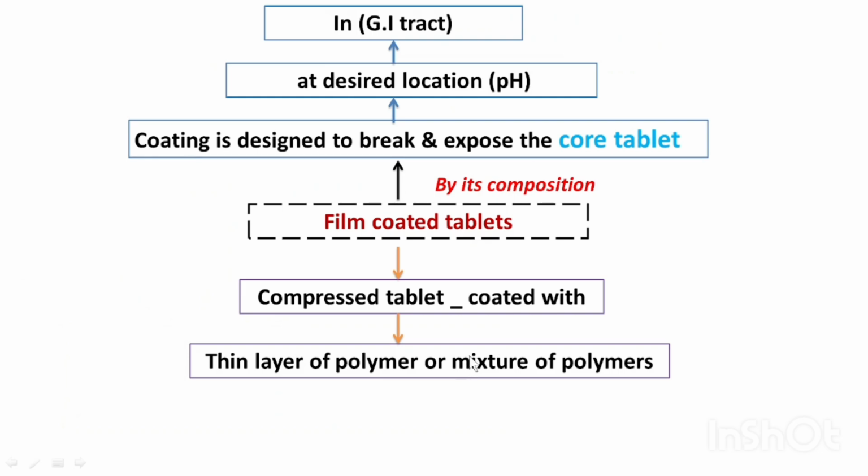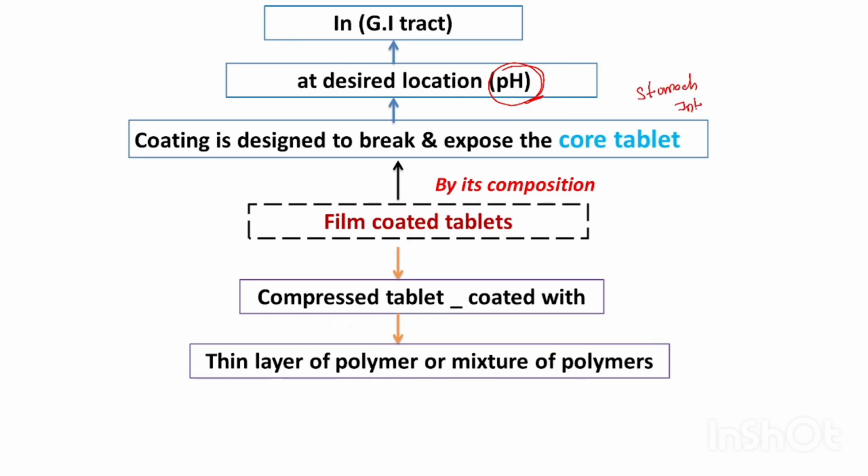So apart from that, film coated tablet. Why do we use film coated tablets? Mostly the coating is designed to break and expose the core of the tablet at the desired location of pH. Mostly the film coated tablets are made up of some polymers. Here we target the pH of our internal system. In the stomach we have a different pH.